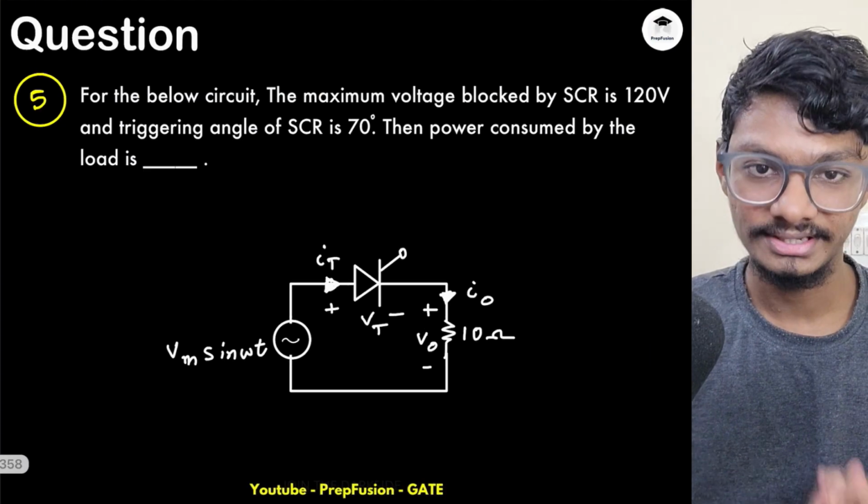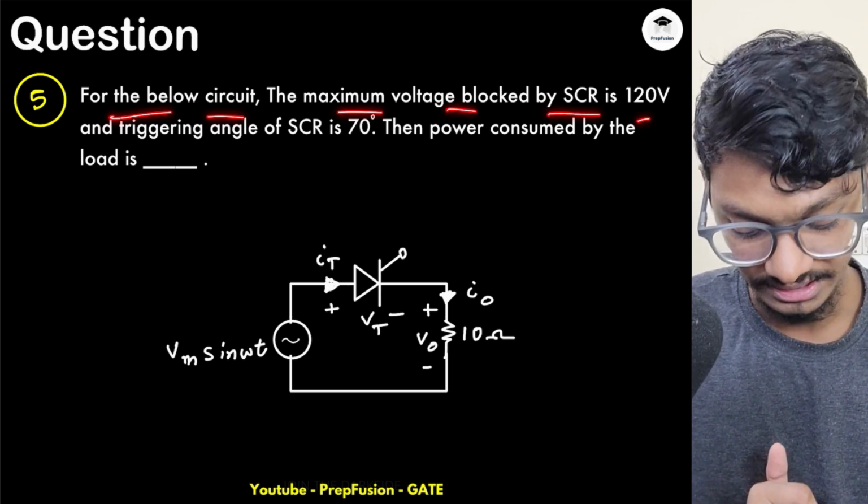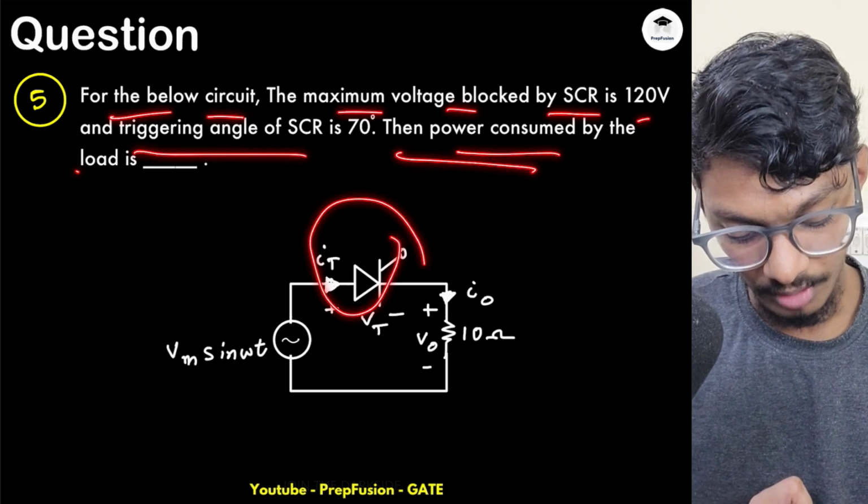Okay, let's go to the next question. So in the next question, what are they asking? For the below circuit, the maximum voltage blocked by the SCR is 120 volts and the trigger angle is 70 degrees. Then find the power consumed by the load.